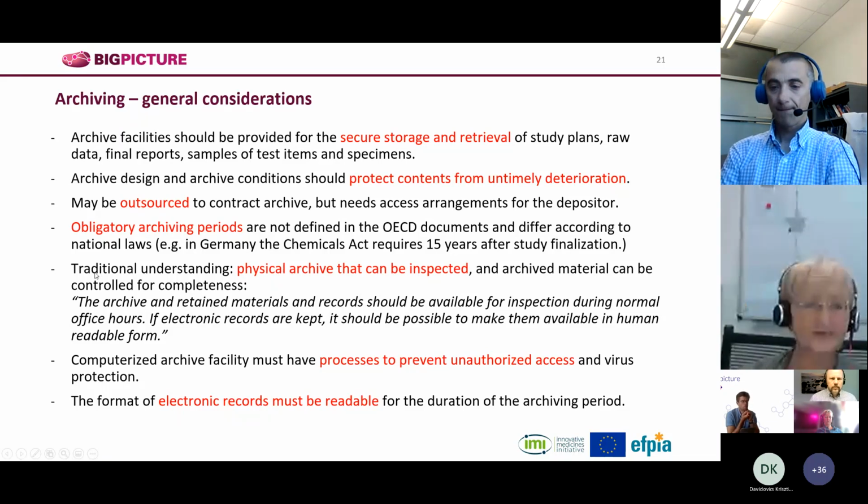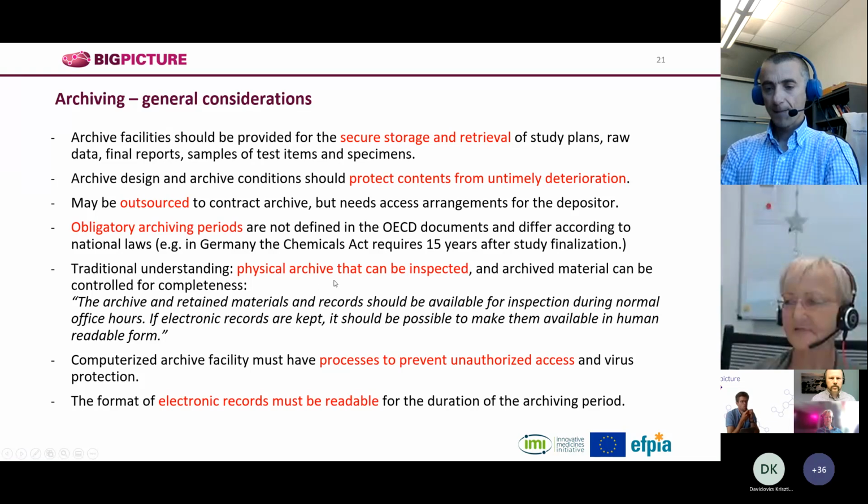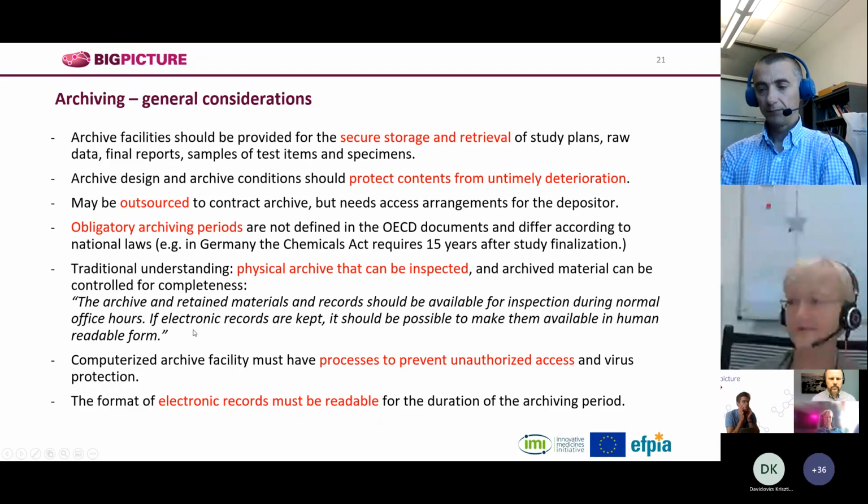The traditional understanding of an archive for inspectors is that it is a physical archive. It is a locked room that can be inspected. An archived material is then accessible and can be controlled for completeness. Because this here is said, the archive and retained materials and records should be available for inspection during normal office hours. If electronic records are kept, it should be possible to make them available in human readable form. So this is something which now we will have to translate to what it can mean in the future.